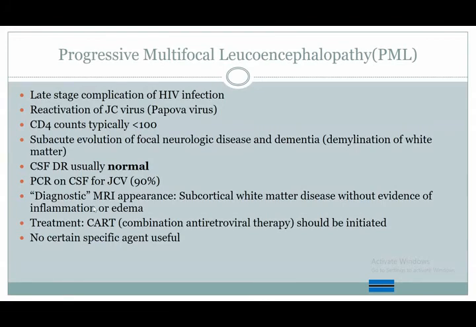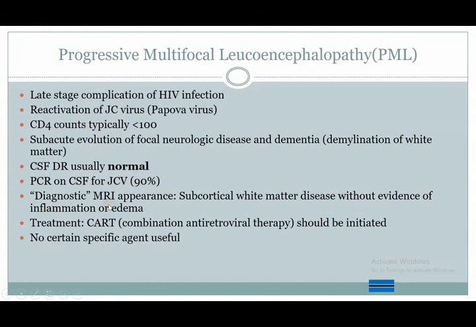Progressive multifocal leukoencephalopathy is also a late stage complication of HIV infection in which a reactivation of JC virus occurs, and usually the CD4 count is less than 100, and there is subacute evolution of focal neurological disease and dementia because of demyelination of white matter. Progressive multifocal leukoencephalopathy is basically a white matter disease in which the myelin sheath, formed by oligodendrocytes, is infected by these JC viruses, and so they cause demyelination of the white matter in the brain, which you can see on MRI, and it leads to focal neurological disease as well as dementia.